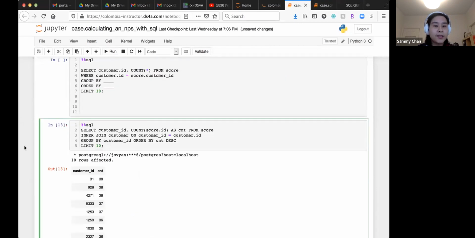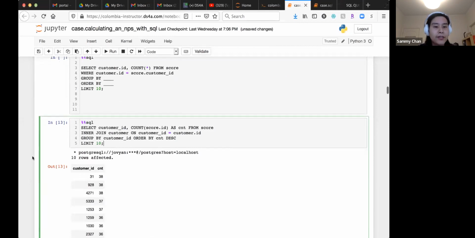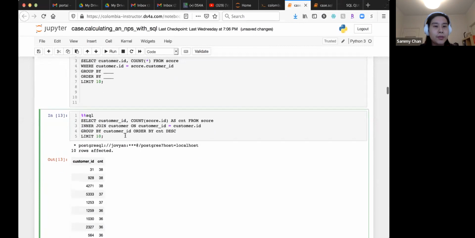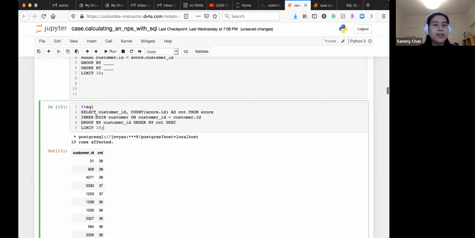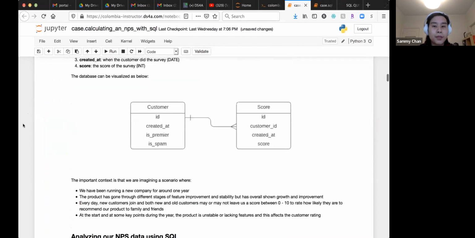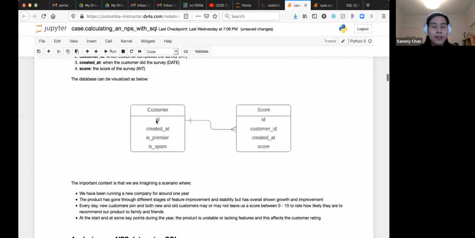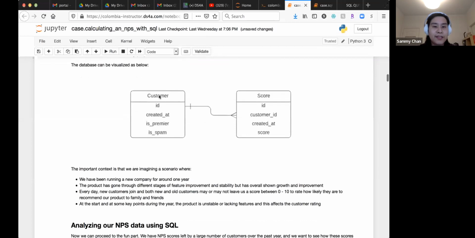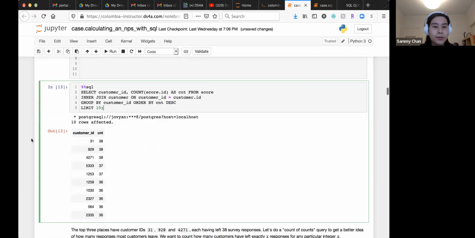Okay, let's come back. Below is one of the possible answers. Here it's using an inner join on score.customer_ID equal to customer.id, so it's referencing the customer ID with the score.customer_ID.